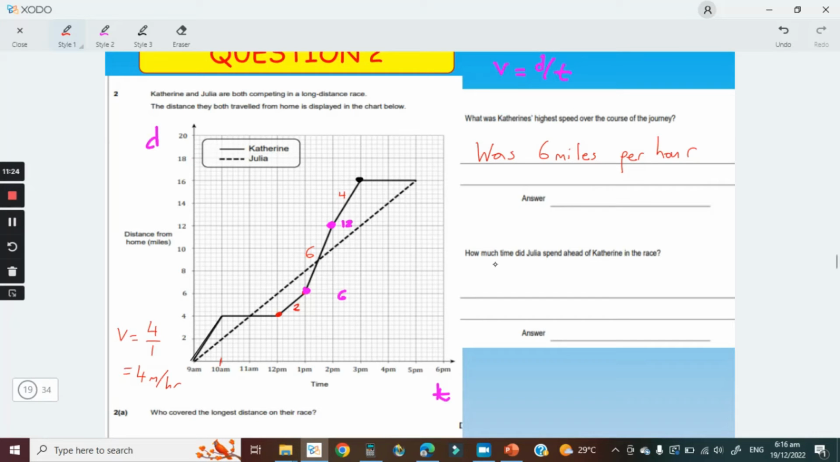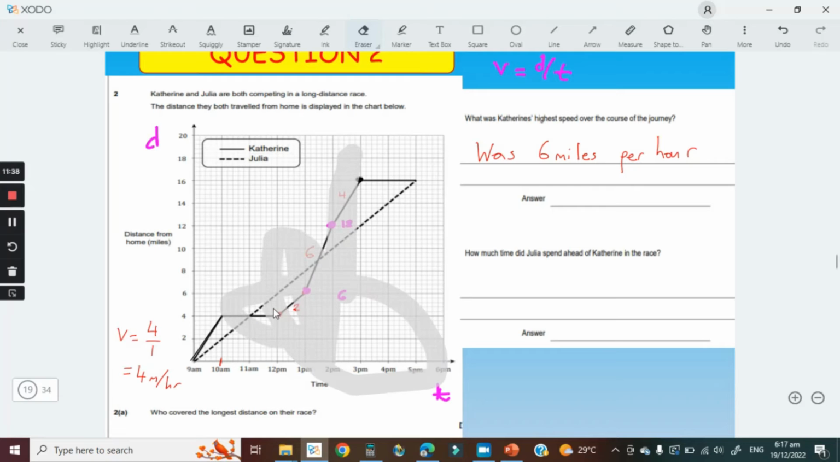Next part, it says, how much time did Julia spend ahead of Catherine in the race? How much time? Now, we have to use the graph, right? So, when was Julia ahead of Catherine? So, I'm going to erase these markings just so we can see the graph better.